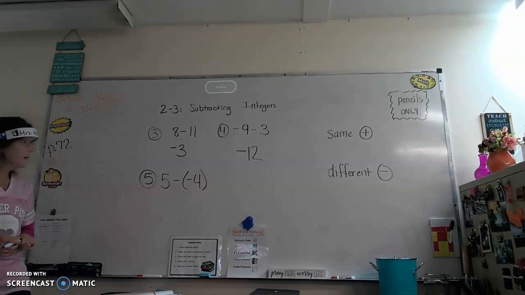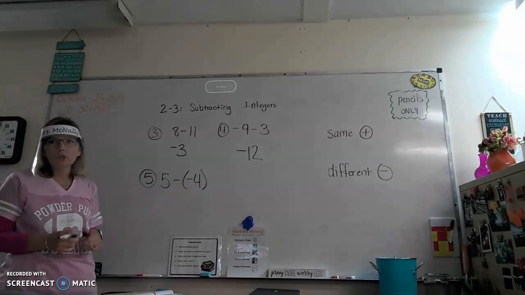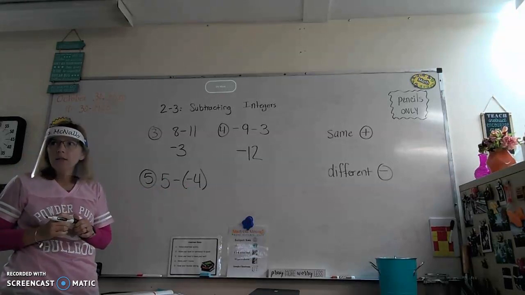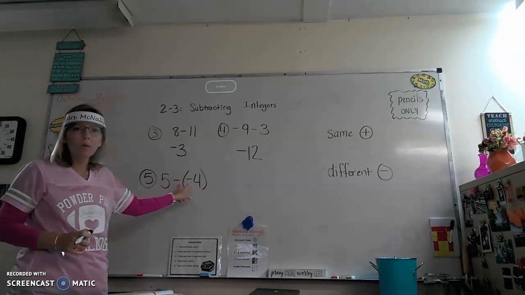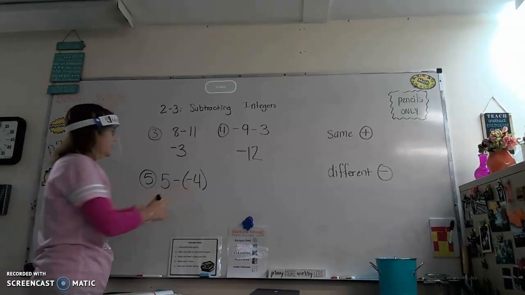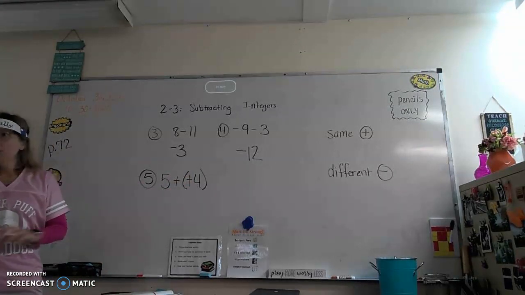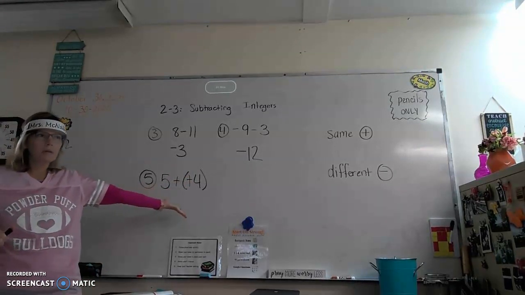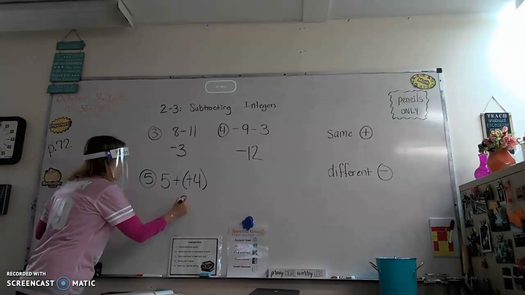So on number 5, we have a special situation. What is the special situation? If there's two negatives next to each other, it becomes positive. That's right. Two negatives that are right next to each other cancel each other out and they both turn positive. So now what is my problem? 5 plus 4. What's 5 plus 4? 9.